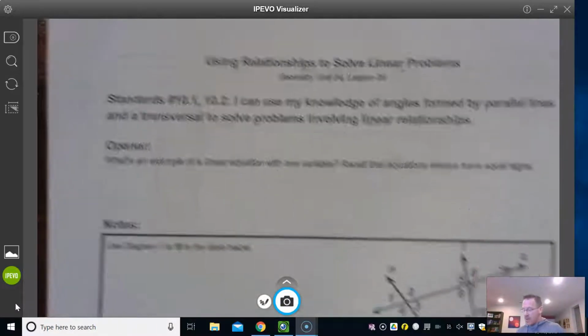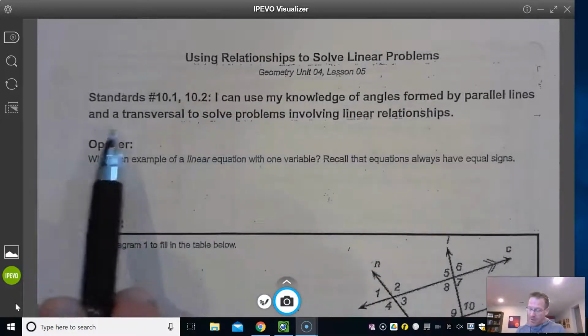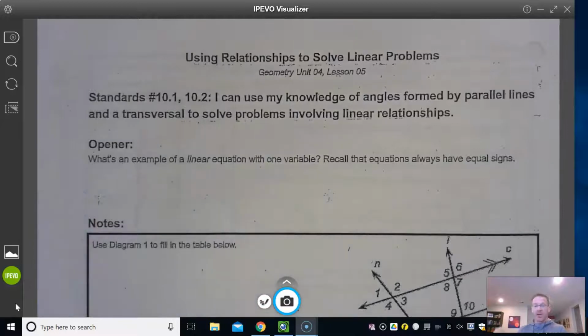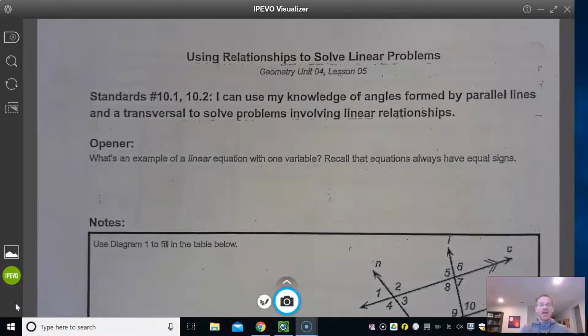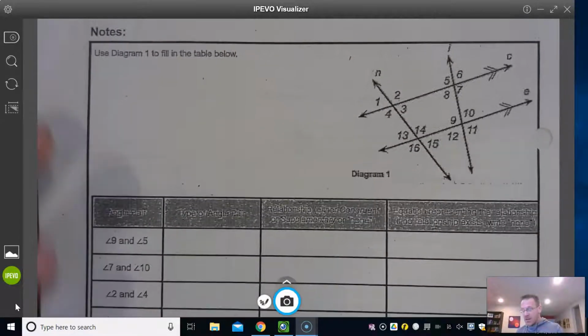All right, so you can see that our standards here, 10.1 and 10.2: I can use my knowledge of angles formed by parallel lines and transversals to solve problems involving linear relationships. So the focus today, in Lesson 5, which begins on page 158 in your workbook, will be setting up those relationships, and they will result in a linear relationship that you will then solve.